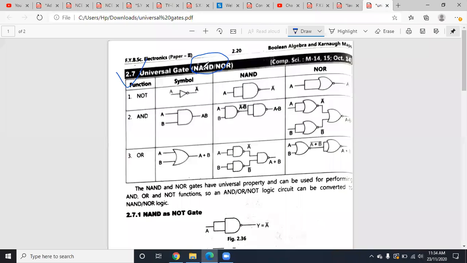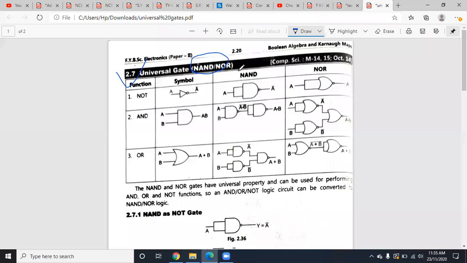Basically, using NAND and NOR gates you can build any gate. That is why they are called universal gates. Everybody is getting the point? What I'm trying to tell is, by using the universal gates NAND and NOR we can achieve the function of any other logic gate, and that is why they are called universal gates.